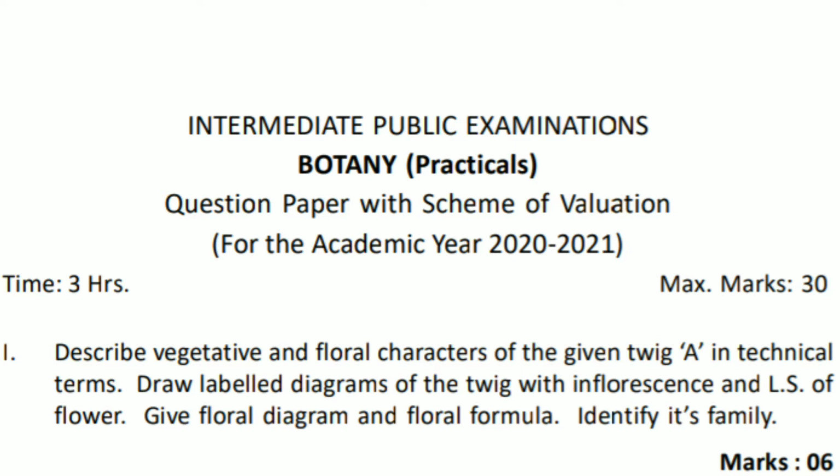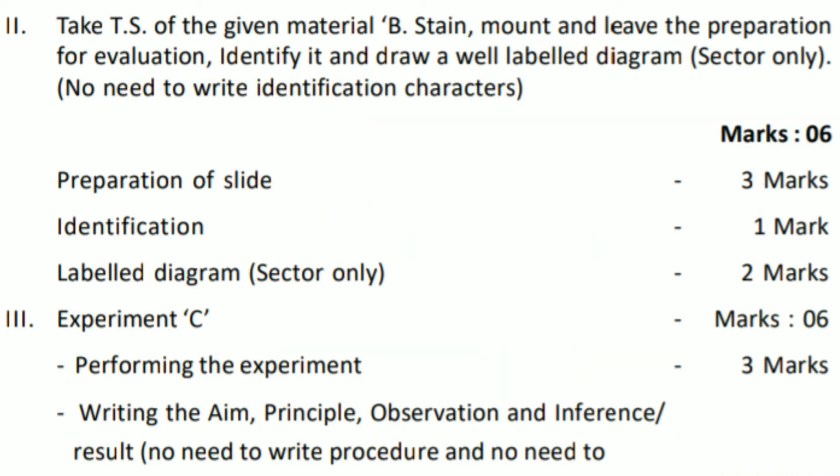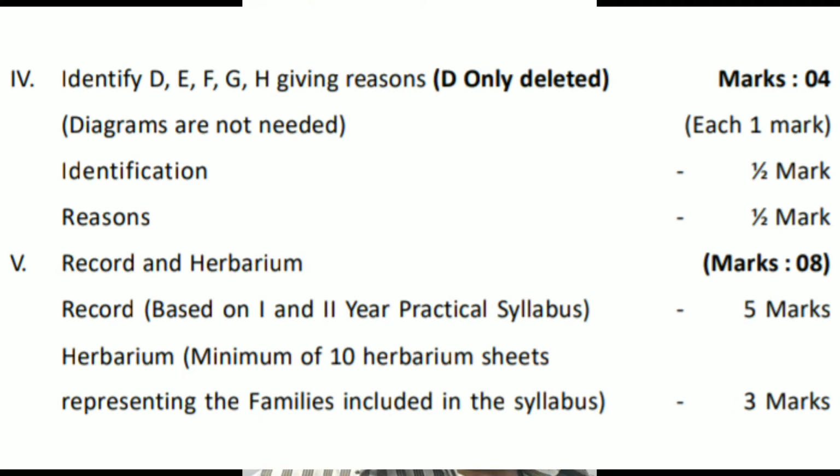The first section includes taxonomy. Second section, anatomy. Third section, physiology experiment: you have to perform the experiment and write the aim and principle. Whereas in the fourth section, you have to identify the spotters, that may be slides or specimens. Last and final, the fifth section, is the record and herbarium. In total, there will be 5 sections.